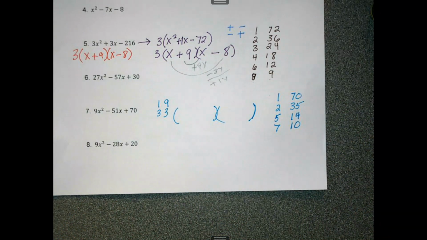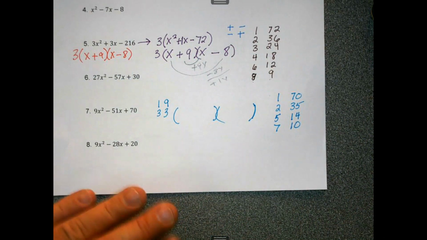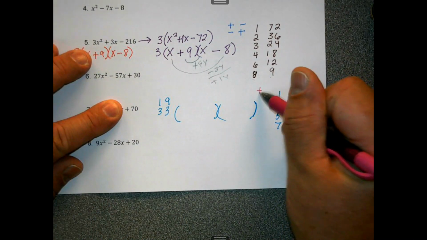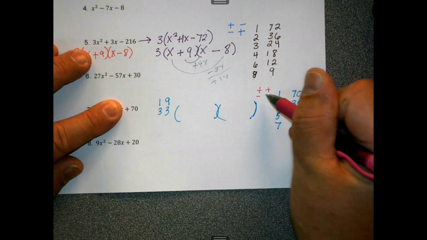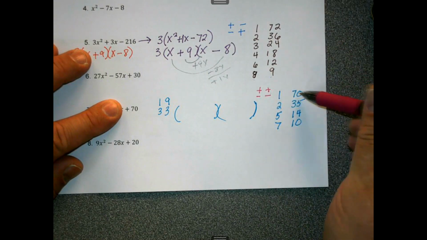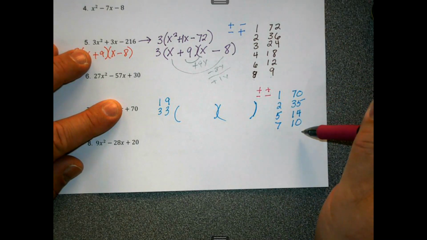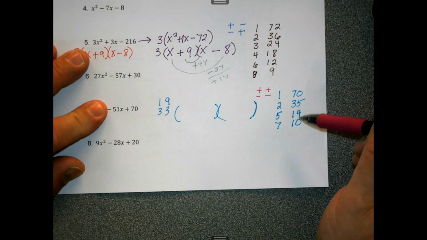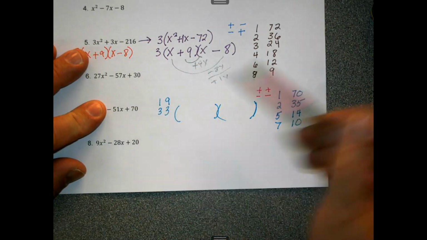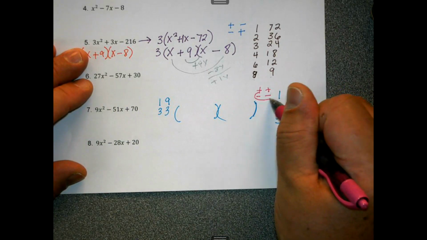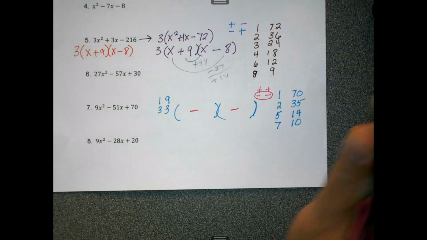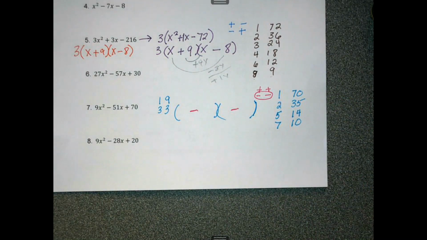All right, the signs. Say it's a positive, so it's either going to be a positive times a positive or a negative times a negative. So it means I'm going to be adding these together. And they're going to be adding to a negative number, so it's going to be minus times minus. The rest is going to be guess and check.